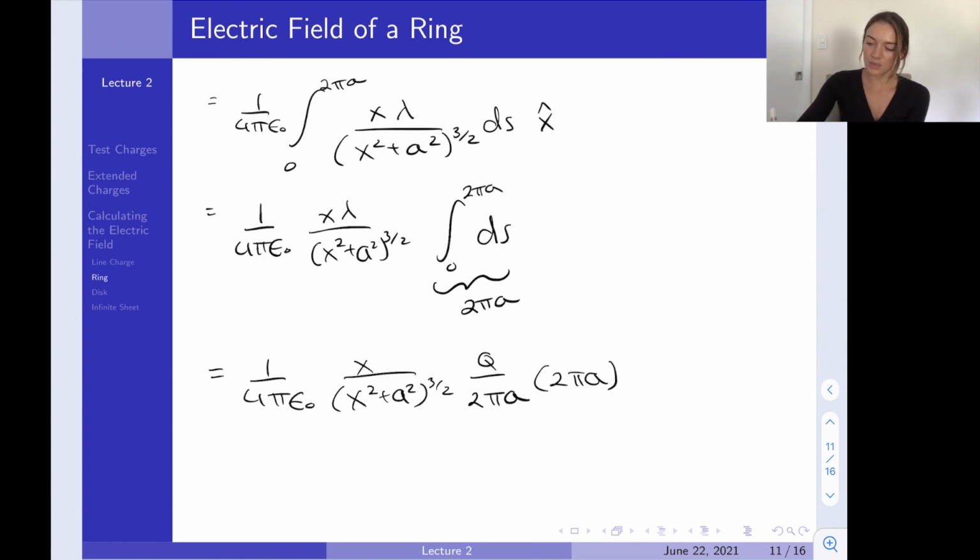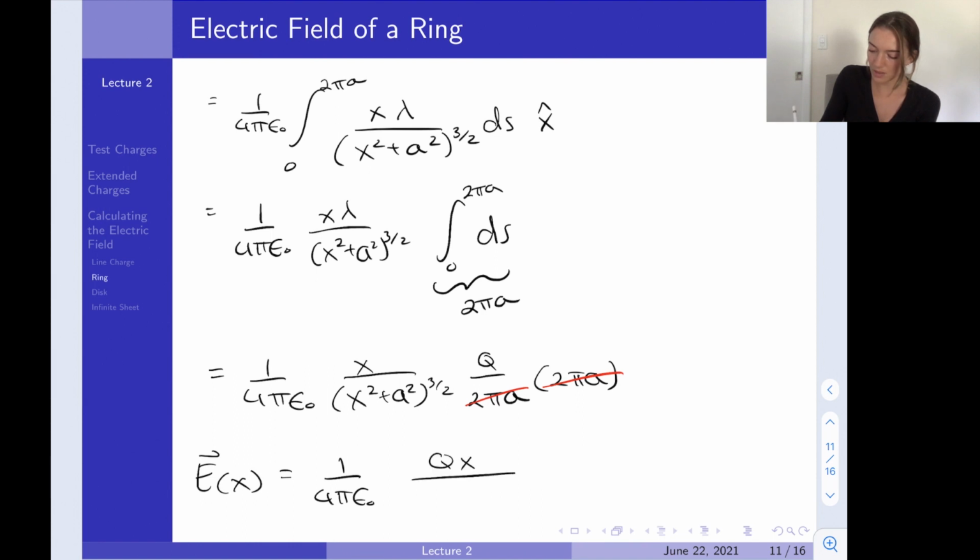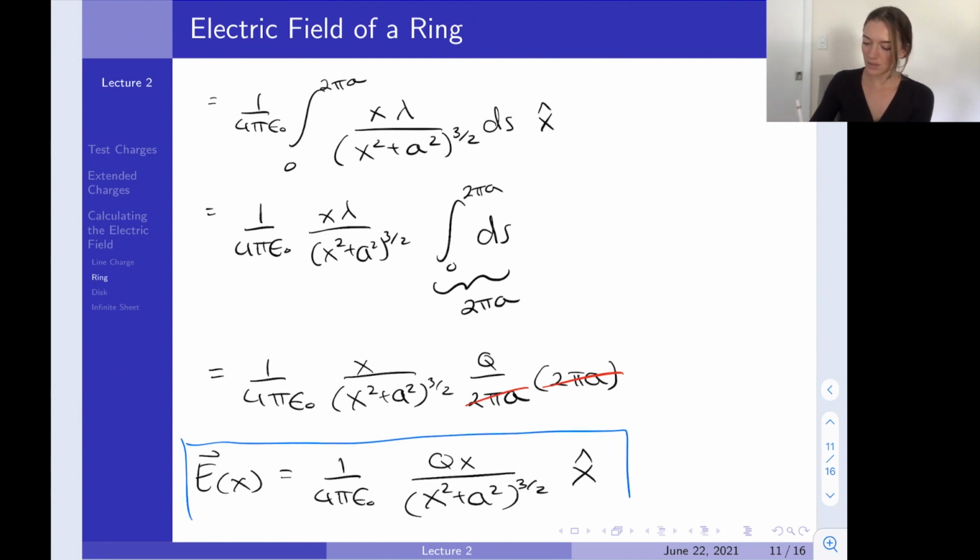And now we can see that some things cancel, right? My 2 pi a and my 2 pi a from the integral cancel. So I'm left with the electric field at some point x is 1 over 4 pi epsilon naught, q times x over (x squared plus a squared) to the 3/2, and that's in the x direction. Okay, and that's our final answer. So the electric field, again, is only in the x direction.